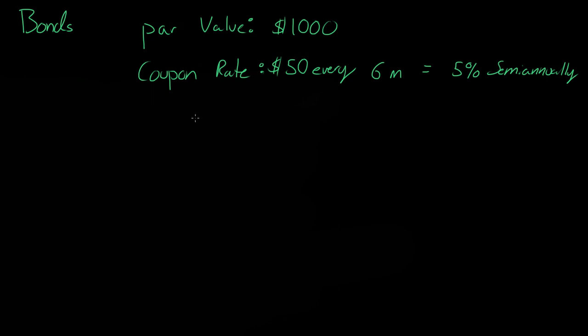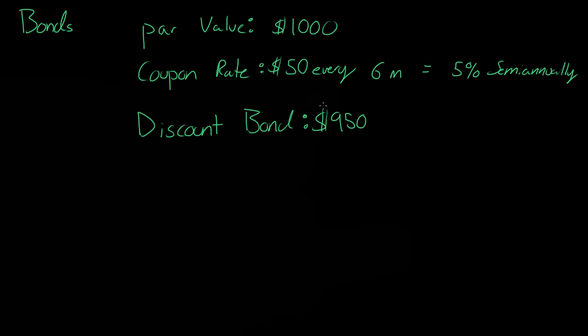So let's say you actually bought the bond at a discounted bond rate. So you got it at a 5% discount. So you got a discount bond, and you purchased it at $950. That's how much you purchased the bond for.